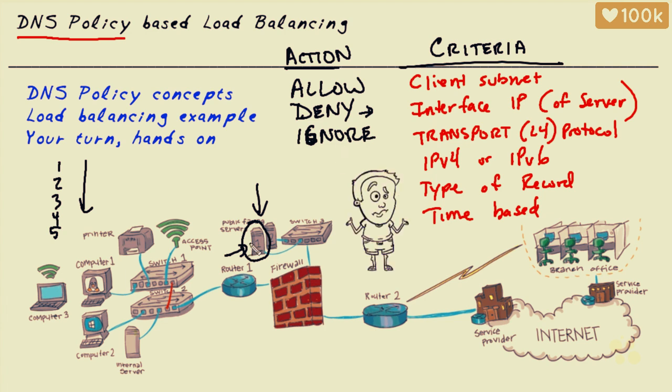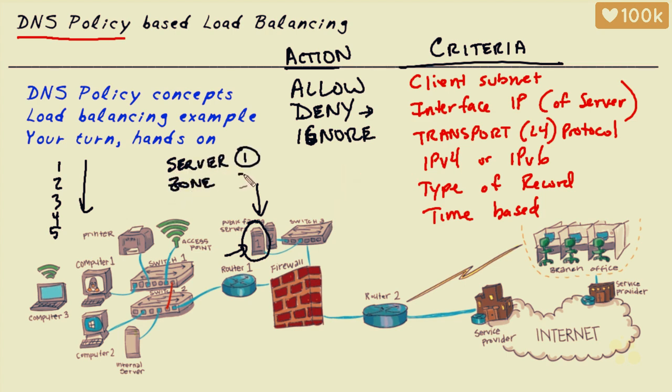Now, another question that can come up is, what if we have a server-based DNS policy and also a zone-based DNS policy, and they don't have the same actions? Who wins? And the answer is the server-based policies are checked first, and then zone-based policies second. And again, once there's a match, the first match wins.